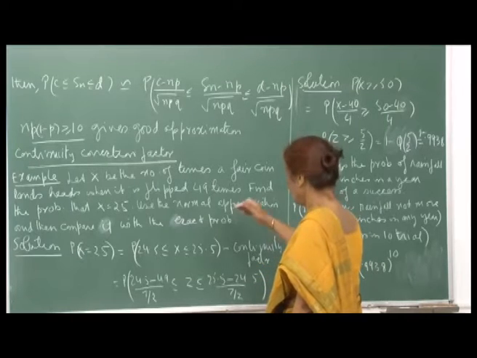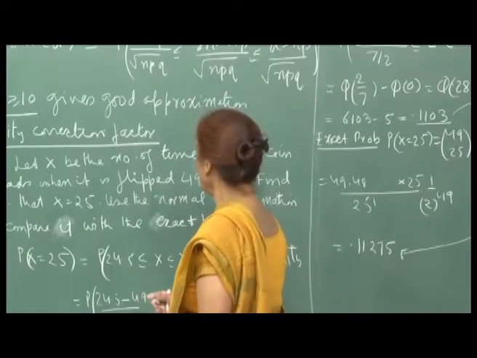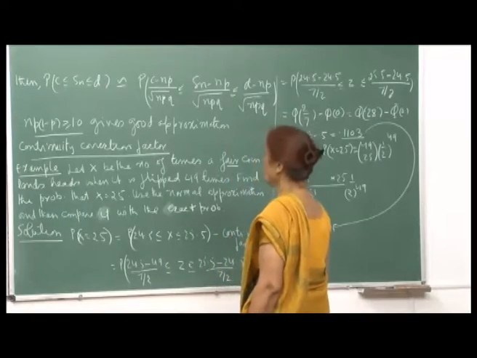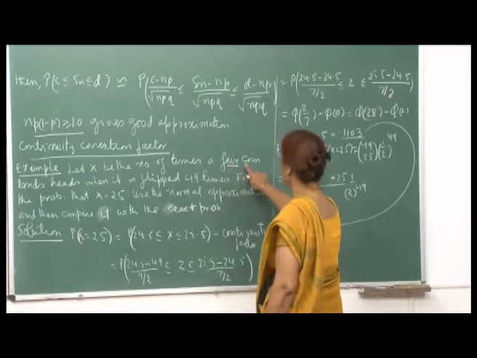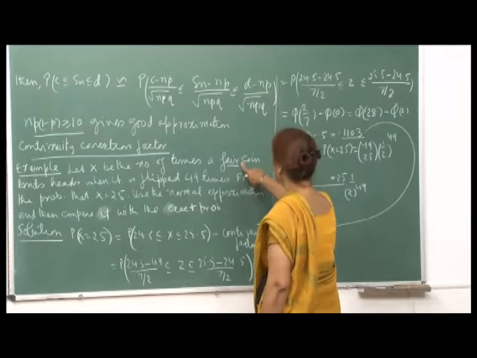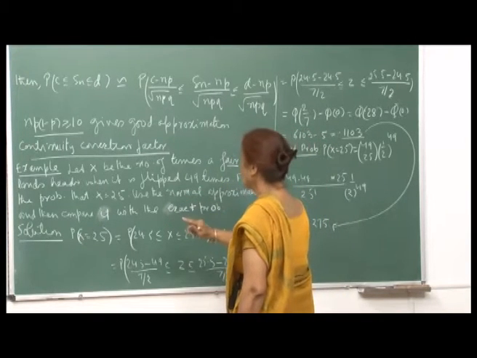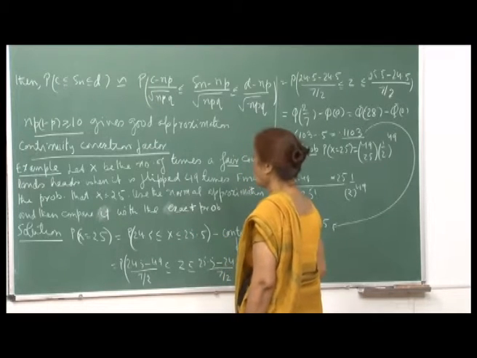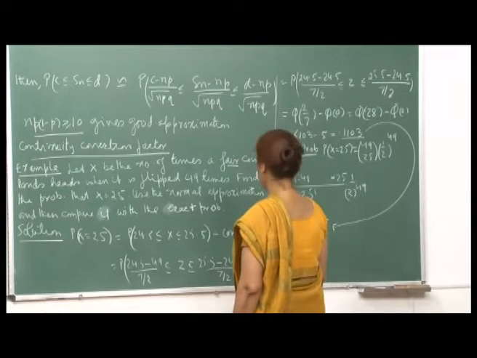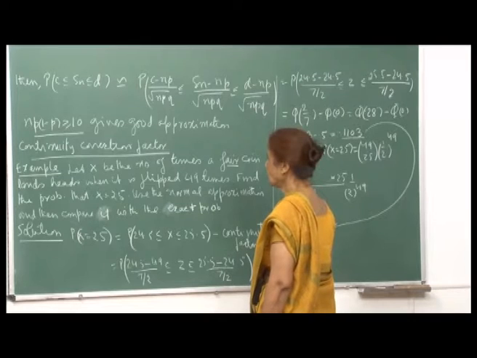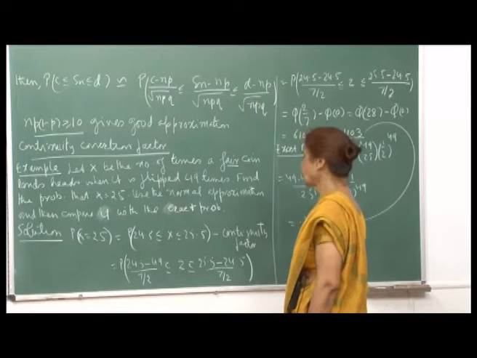Let me show you the calculations through an example, what I mean by the continuity correction factor. So, let x be the number of times a fair coin lands heads when it is flipped 49 times. Fair coin means that the probability of showing a head and a tail are the same, and that equals half. Okay. X is the number of times head shows up when I have flipped a fair coin 49 times. Now, find the probability that x is equal to 25. Use the normal approximation and then compare it with the exact probability.